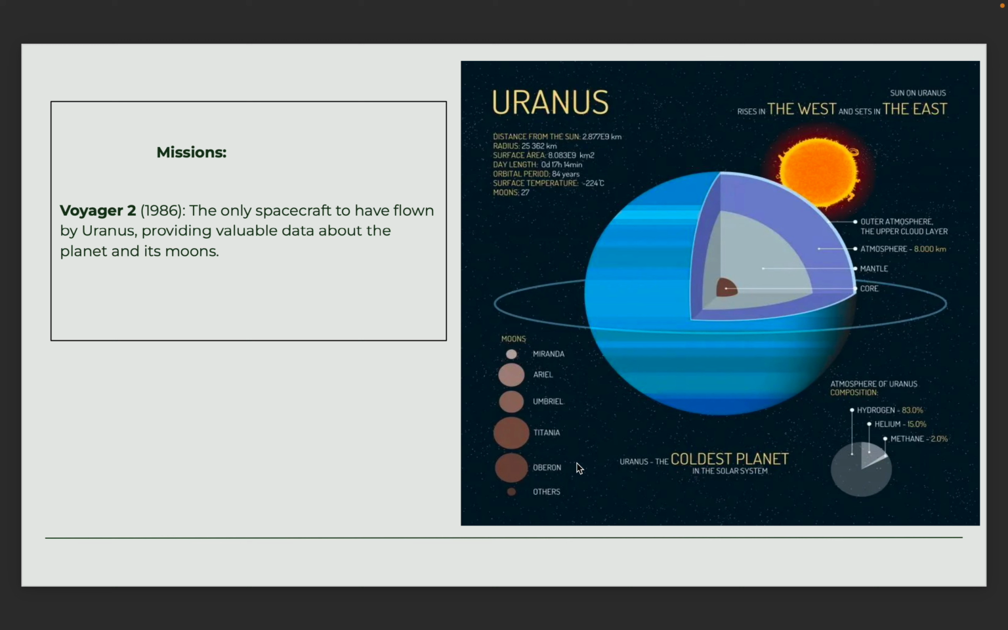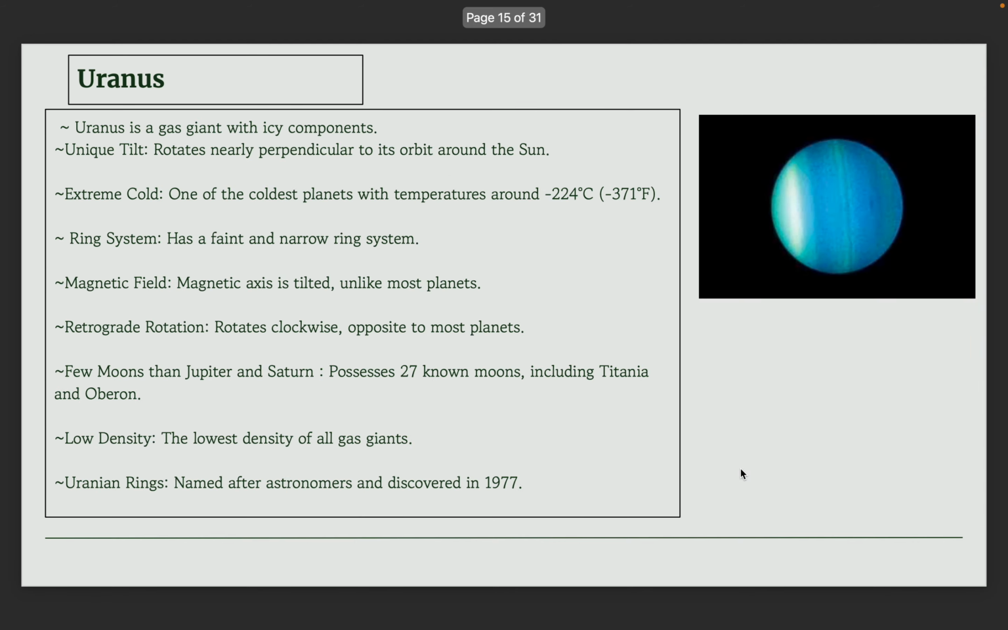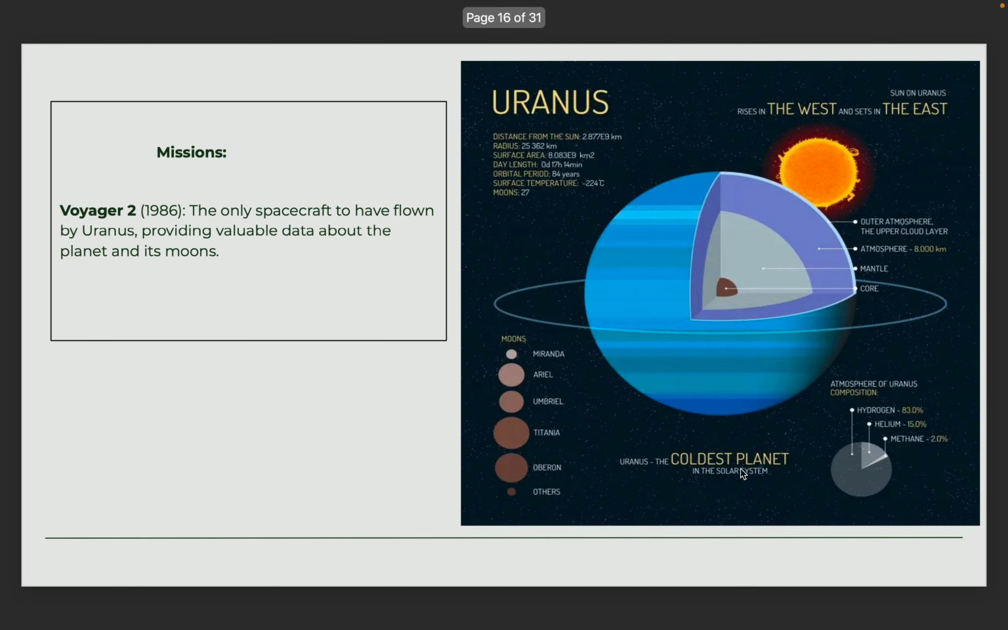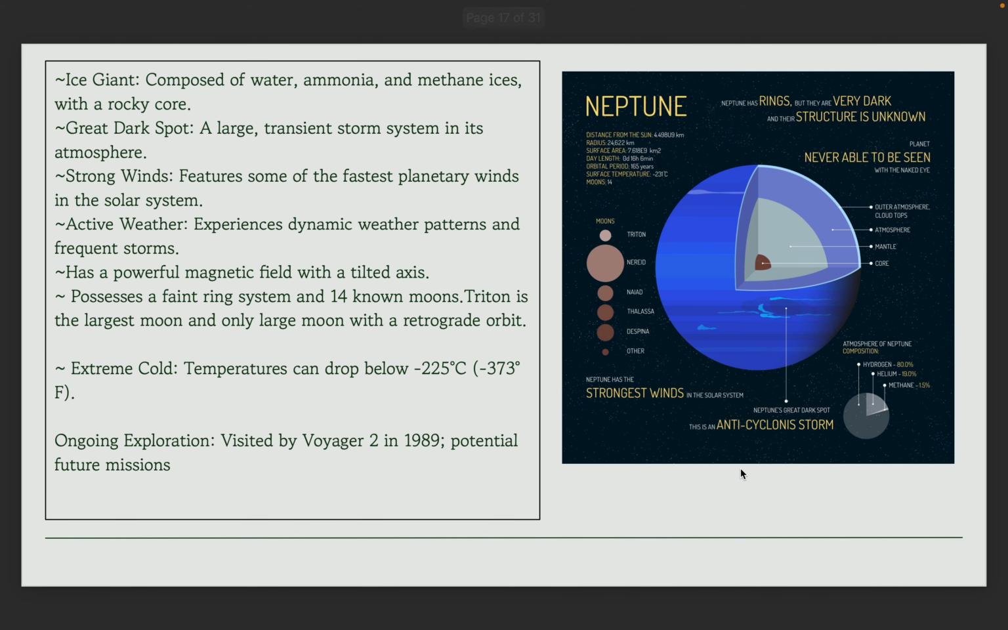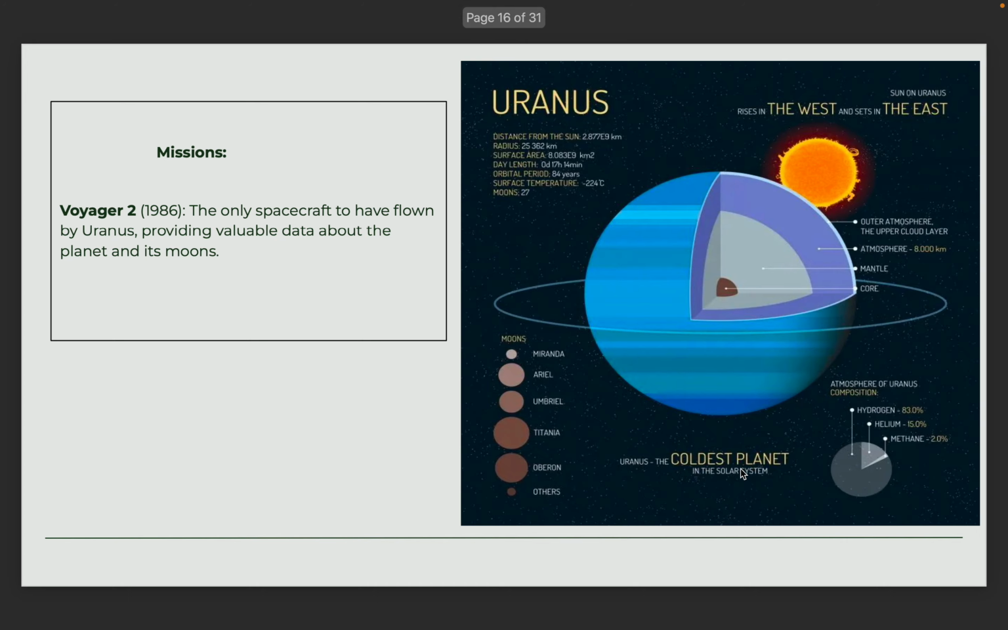Voyager 2 is the only spacecraft that has flown by Uranus, and this mission itself provided us the data about the planet and its moons. Uranus is the coldest planet of the solar system. It is colder than Saturn.